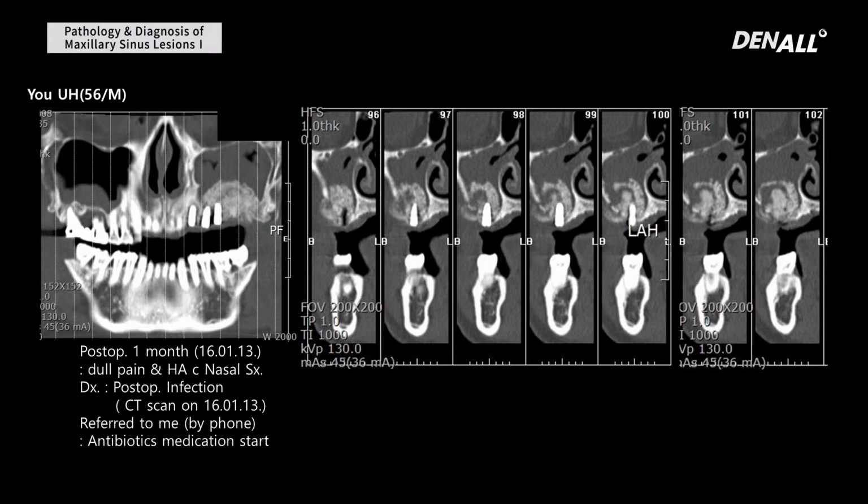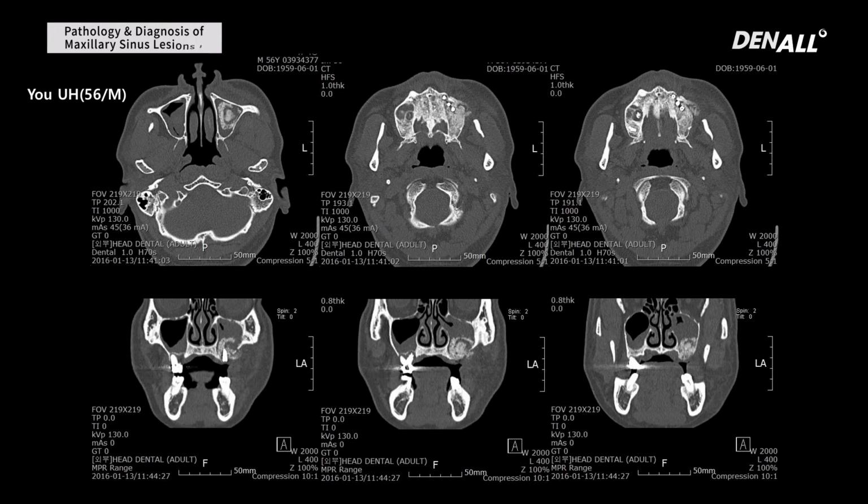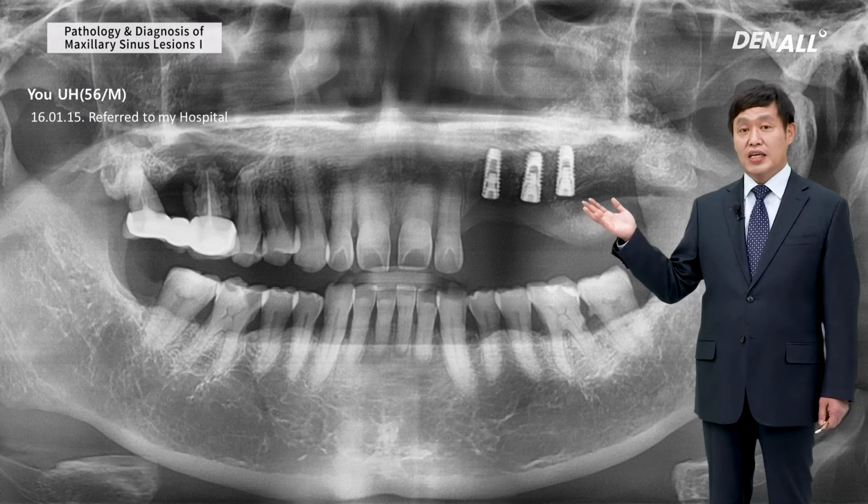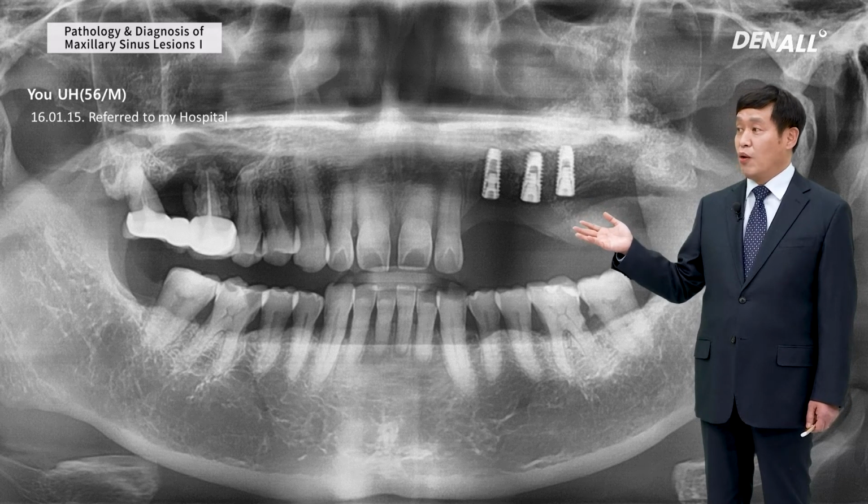Antibiotics were prescribed, and this is a CT taken at that time. As shown in the coronal view, in the maxillary ostium area, which connects with the nasal cavity, you can see airflow, and the sinus graft is not dispersed within the sinus, but you can see a little bit of inflammation within the sinus. Medication was prescribed 2 days later.